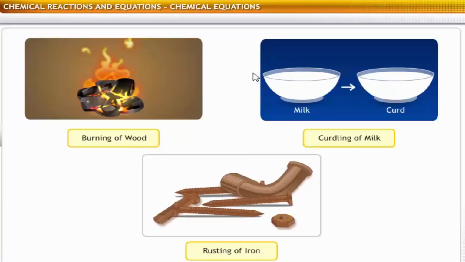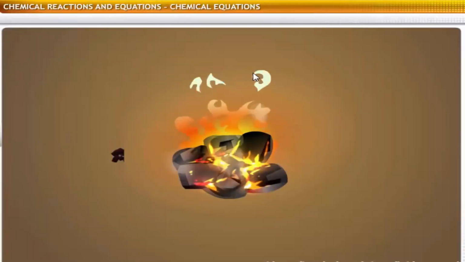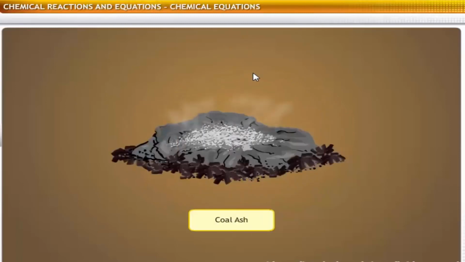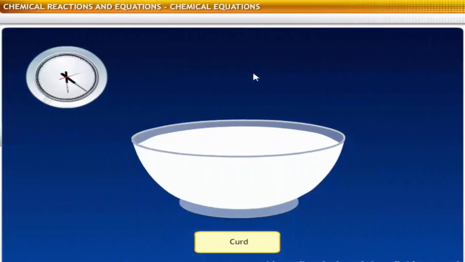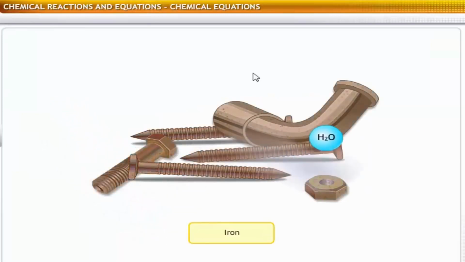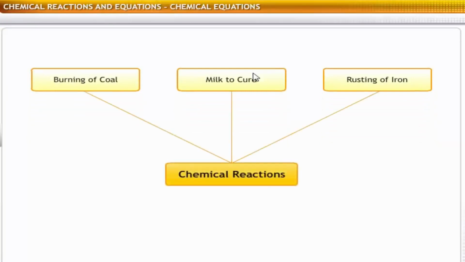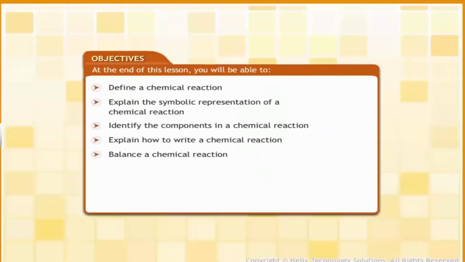All the time, for example, coal changes when it is burned to produce heat, milk changes into curd, and iron rusts when exposed to moisture. All these changes are a result of chemical reactions. These chemical changes can be represented through chemical equations. In this lesson, you will learn about writing and balancing chemical equations.